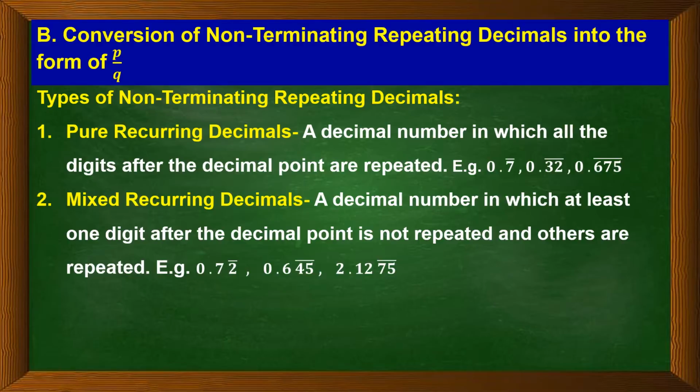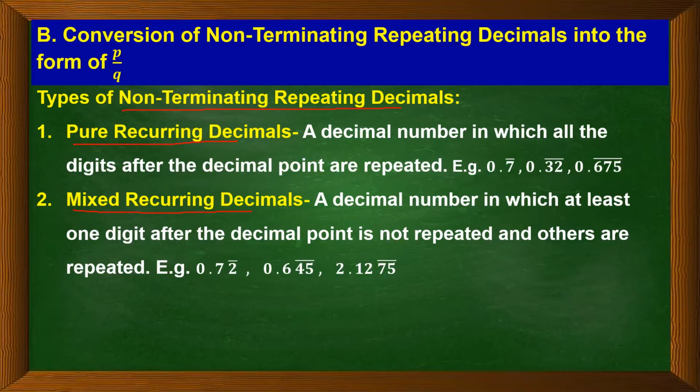Now let us further understand the conversion of non-terminating repeating decimals into the form of p by q. Now there are two types of non-terminating repeating decimals. One is pure recurring decimals and other is mixed recurring decimal. We have to understand both of them because the conversion of both of them is different.